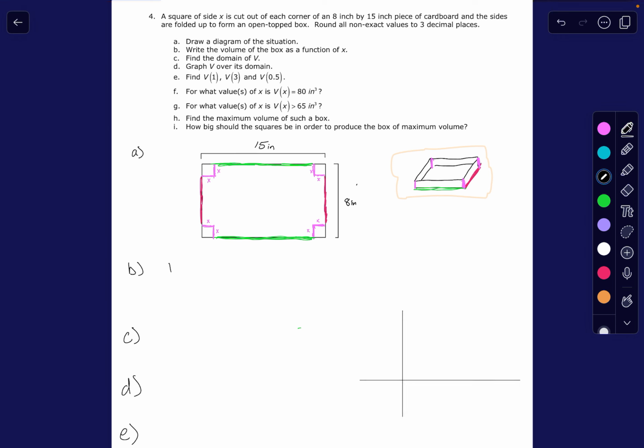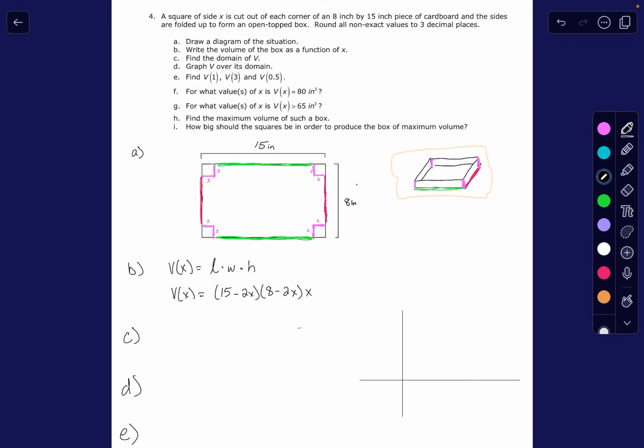So if we do that, V of x, the volume in terms of the cutout, is equal to length times width times height. And if we substitute those values in, the length is not 15 inches. It's 15 inches take away 2x. Same logic for the width. You're going to have the length of 8 take away 2x. The height, as you can see when they are glued together, is actually just x.